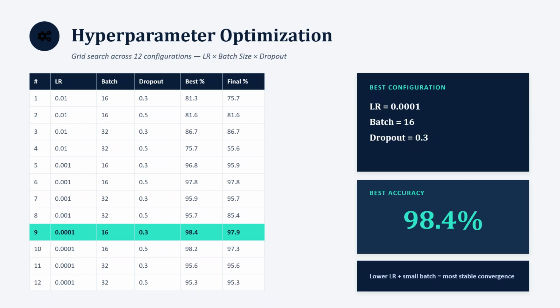The key finding is that a lower learning rate with small batch size gives the best stable configurations on the small dataset of 232 samples per class.